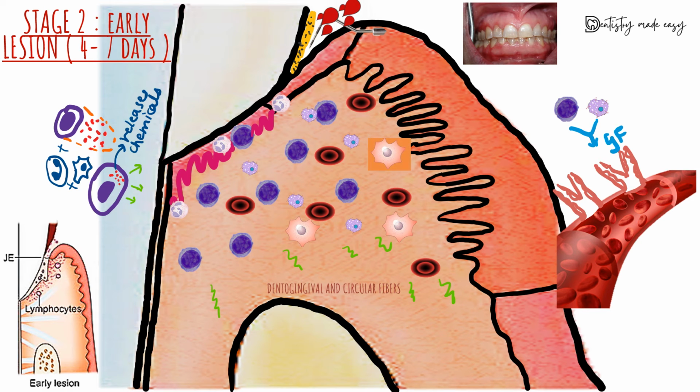Now the next thing in this will be pathologic alteration of the fibroblast, and that will lead to decreased capacity for collagen production. In this, the collagen is destroyed, whereas the fibroblasts are also hampered, because of which the collagen is not produced properly. So this is about stage 2, that is your early lesion, which starts in 4 to 7 days.